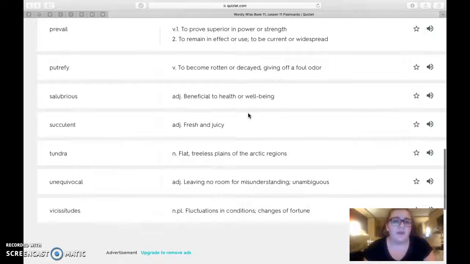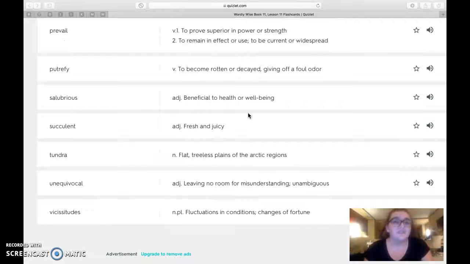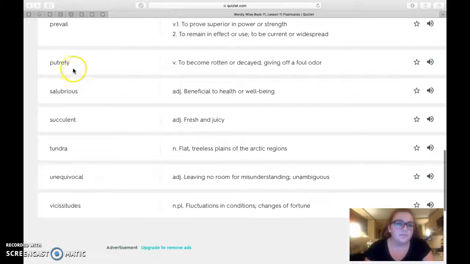The next word is prevail, and prevail has two definitions also. They're both verbs, and the first one is to prove superior in power or strength, and the second one is to remain in effect or use, to be current or widespread. So the underdog team was able to prevail over the favored team by making them run around in circles trying to get the ball. So this is like the Gryffindors and the Slytherins, when the Gryffindors won the first match in like 10 years. Okay, 7 years.